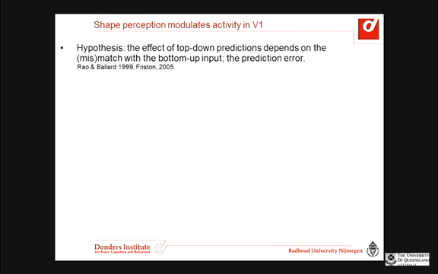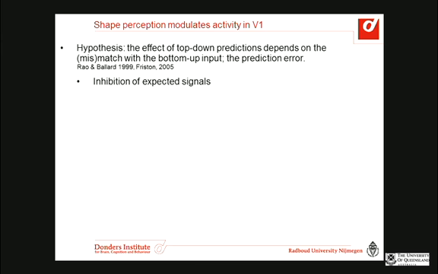So one hypothesis you might have is that the effect of these top-down shape predictions depends on the match or mismatch with the bottom-up input, or another way to phrase it, the prediction error. This is a hypothesis that is inspired by predictive coding theories of perception. I'll explain a little bit more what I mean by that.